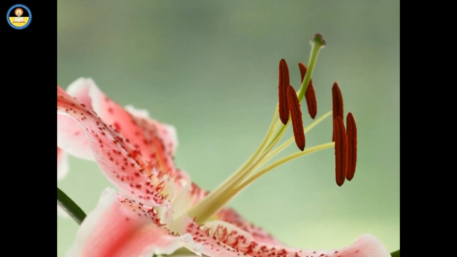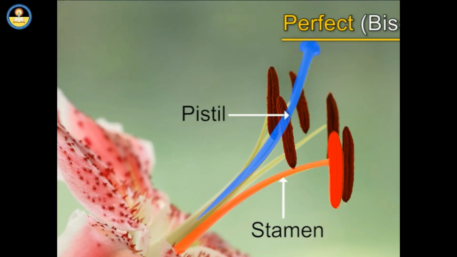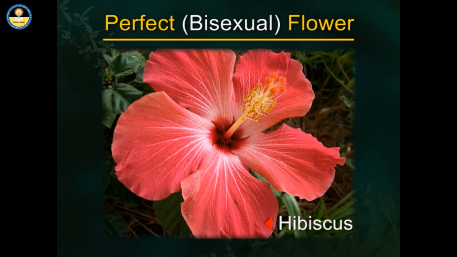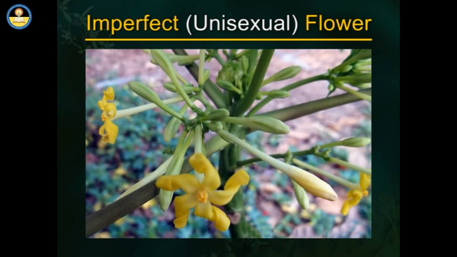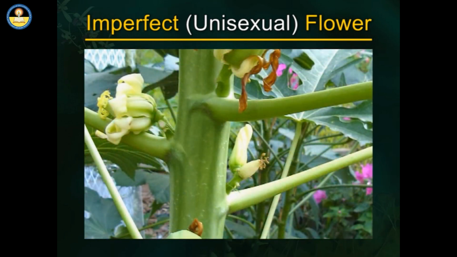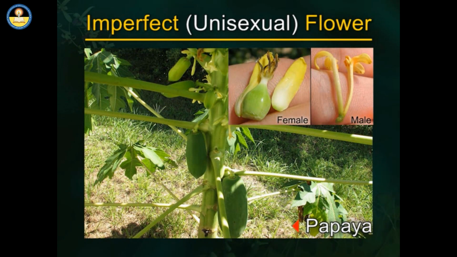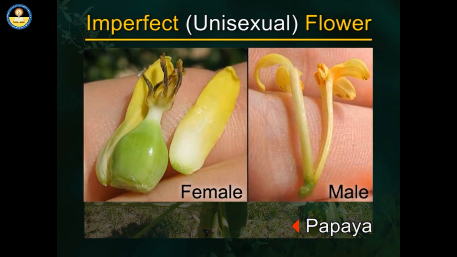Flowers that contain both sexual parts, stamen and pistil, are called perfect or bisexual. Flowers like hibiscus, lily are very good examples of bisexual flowers, while others that contain either stamen or pistil only are called imperfect or unisexual flowers. Flowers of papaya plant are unisexual. They are present on separate plants.